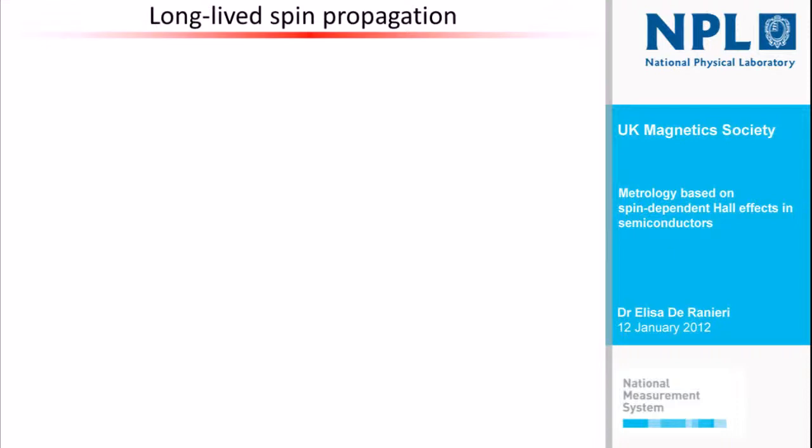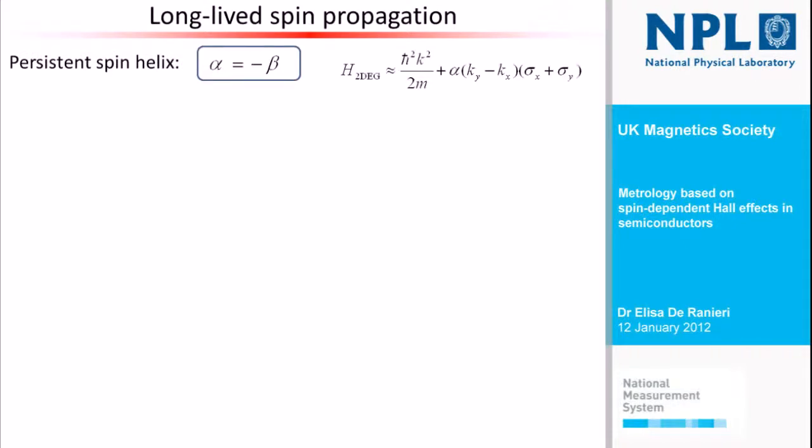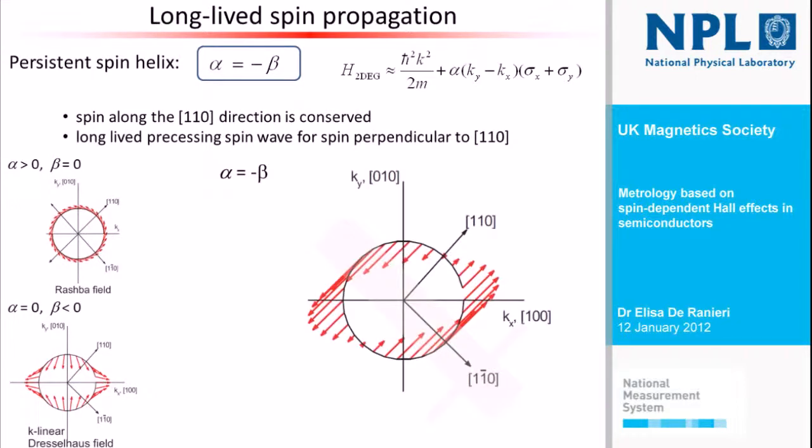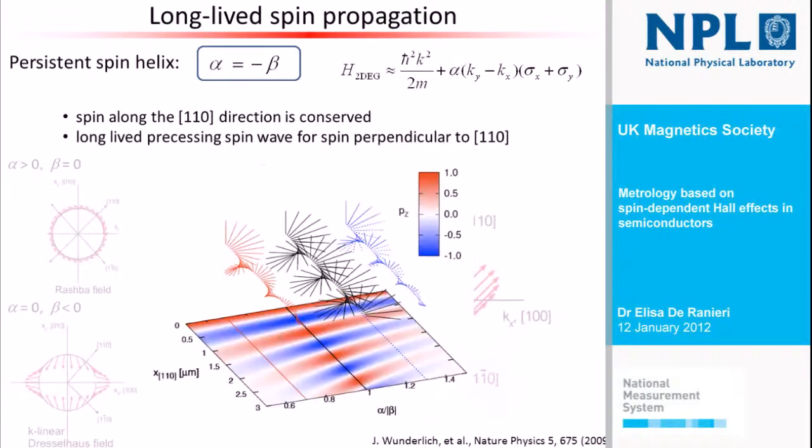And yeah, back to this spin propagation that they have in this structure. It happens if you have this particular condition for which alpha, which was the Rashba field, is equal to minus beta. You have that the overall symmetry of the field is something like that, and therefore if you look at the 1-1-0 direction, along this direction the spin is conserved, and therefore if you have a bar pattern along the 1-1-0 direction, a spin wave propagating in this direction is long-lived because the spin is conserved.